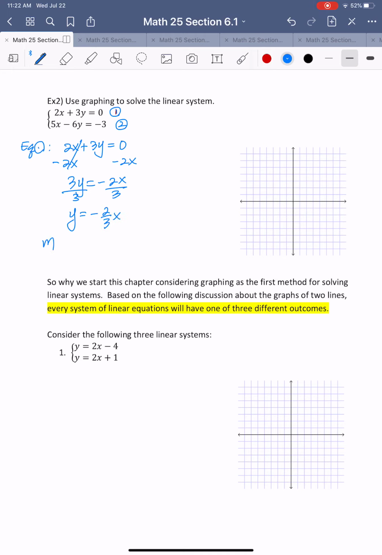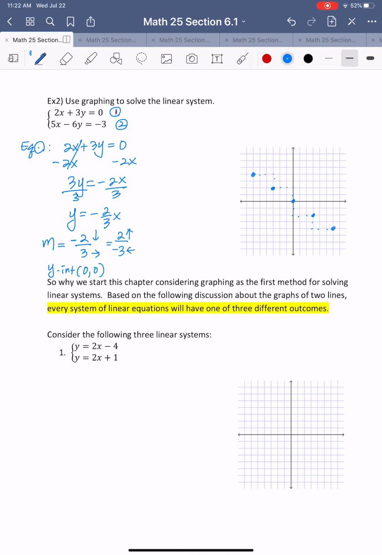So for the slope, I want to put the negative on top with the 2, but you can put the negative on the bottom with the 3 too. That means down 2 and right 3. The y-intercept for this one is (0, 0). So from (0, 0), you go down 2 and right 3. Also, you can write it as 2 over negative 3, which gives you the direction of up 2 and left 3. So from (0, 0), up 2, left 3.